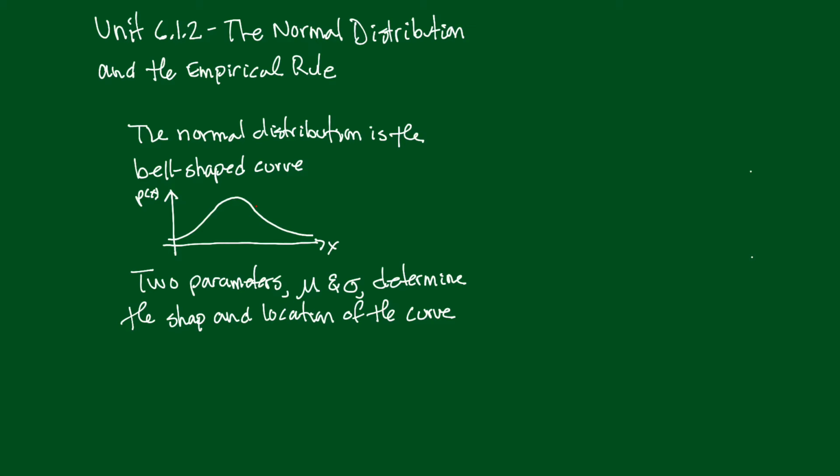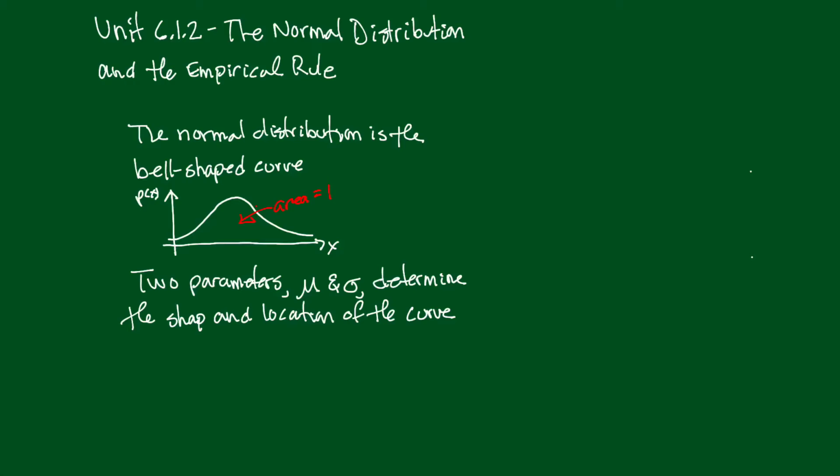Now, take a look at this curve here. You can see it goes up and then it's symmetric. It goes down the same way. These tails of the curve keep going out to infinity, negative infinity. They approach the x-axis, but they never touch it. But the area under that curve is equal to 1.